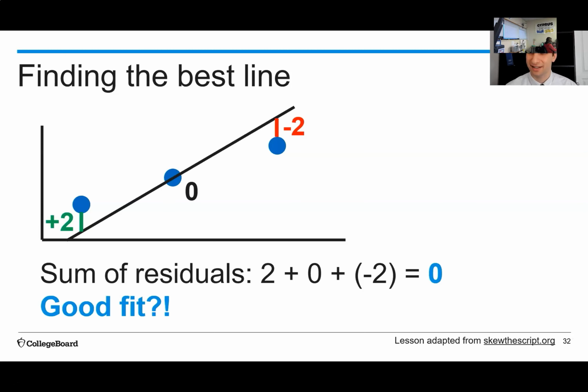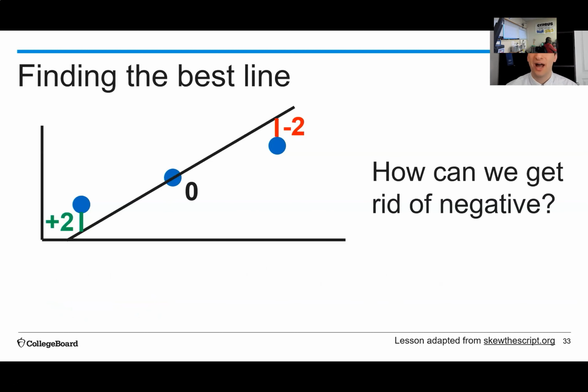So is this a good fit? Because it also has the same sum of residuals? Surely not. This cannot be a better fit. So how can we get rid of those negatives that cancel out the positives?